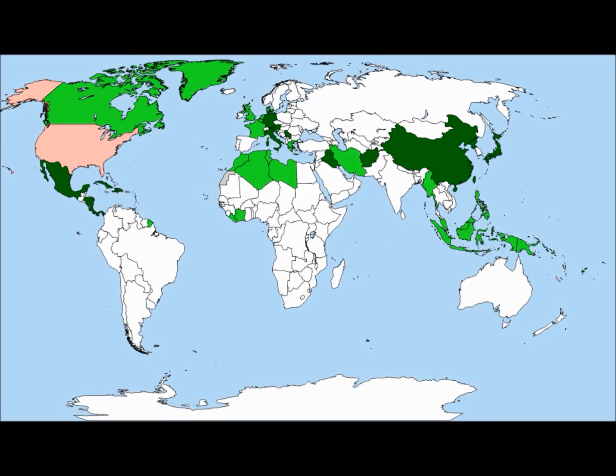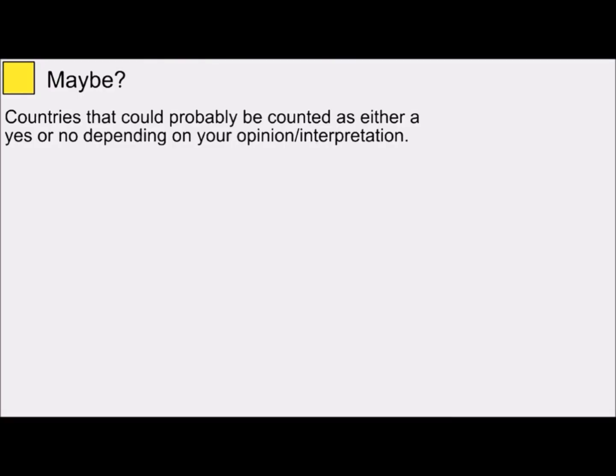Those two categories combined make up 49 countries, or about a quarter of the countries in the world. Depending on what you consider an invasion to be, those are the only countries that the United States has ever invaded. This next category is countries which could be counted as either invaded or not invaded, depending on interpretation.